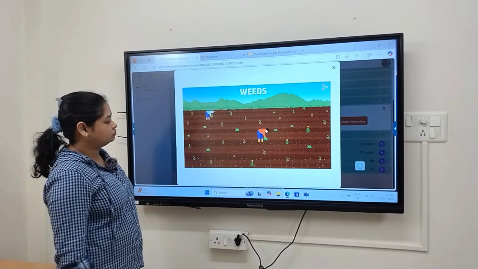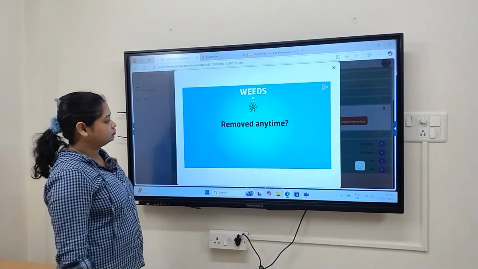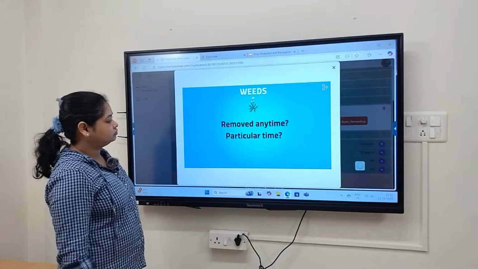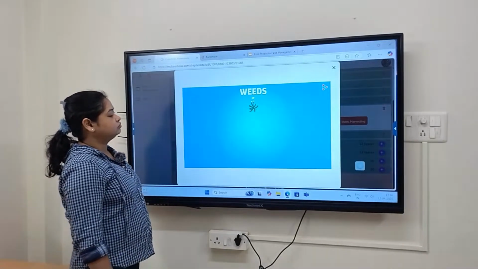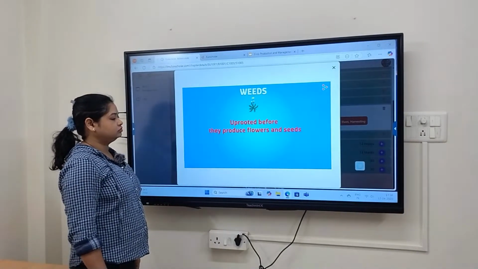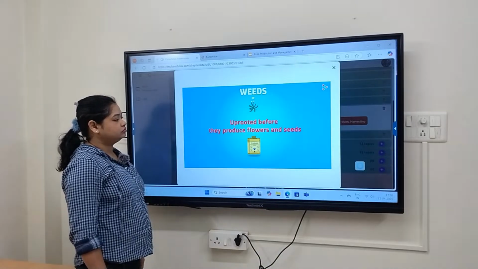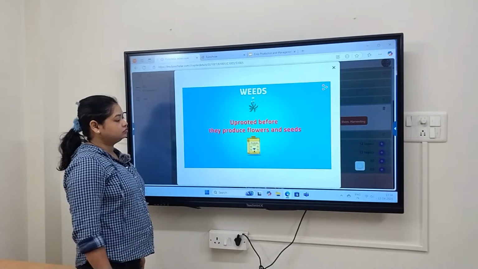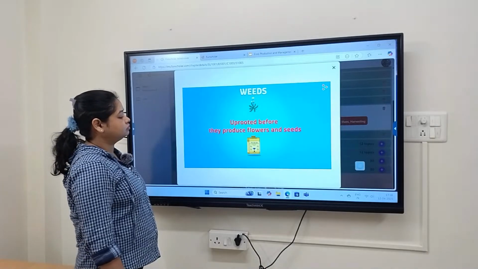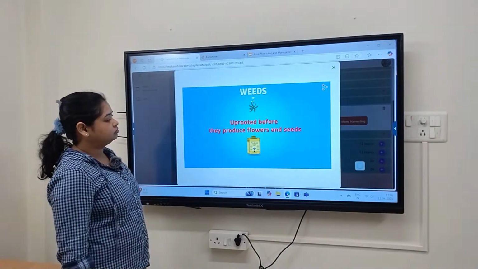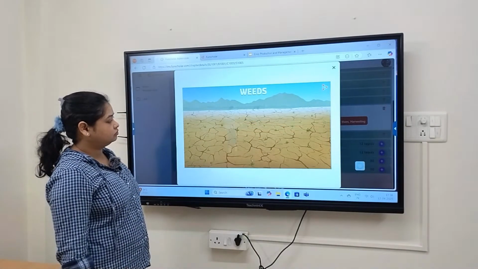Now tell me, can weeds be removed anytime? Or should we destroy them before a particular time? Yes, weeds should be uprooted before they produce flowers and seeds. Weedicides too should be sprayed before they flower. But extreme caution must be maintained while spraying these chemicals. Can you guess why? Well, these chemicals can prove harmful even to the farmers.